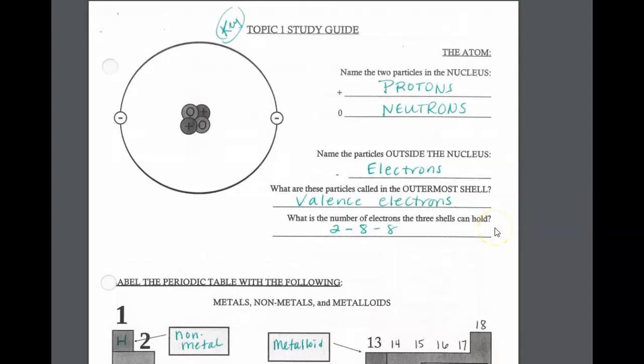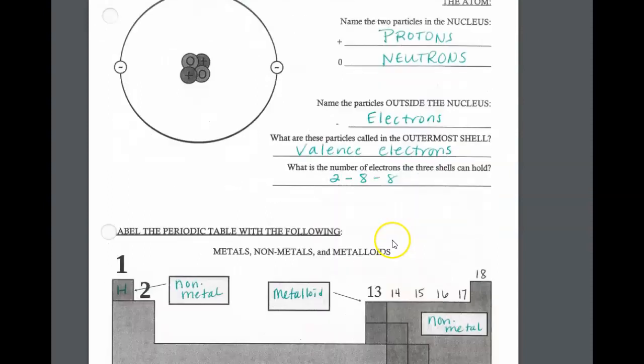What is the number of electrons the 3 shells could hold? 2, 8, and 8. So the order again is 2, 8, and 8.